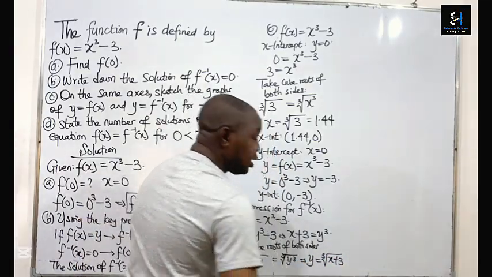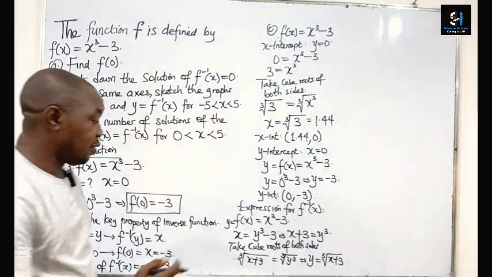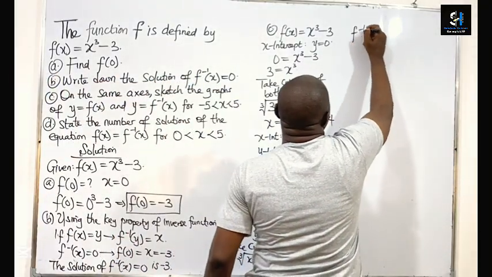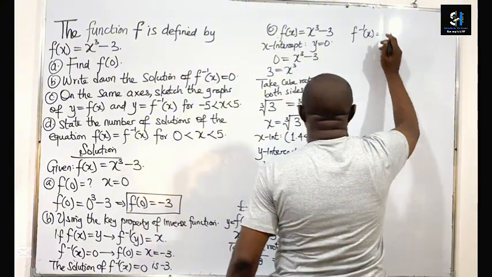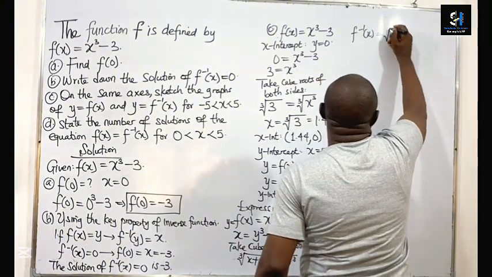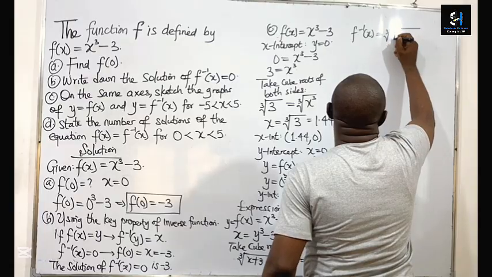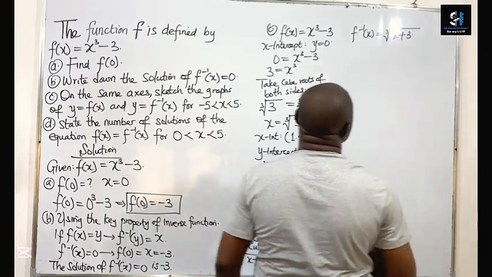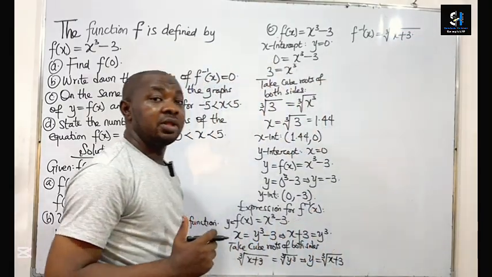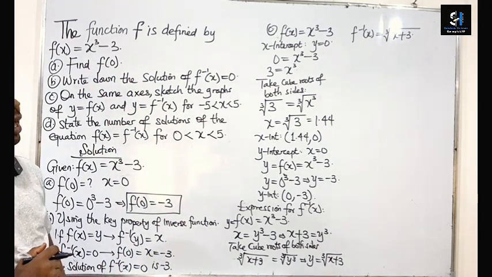Where y is what? The inverse function of x. So the inverse function of x equals the cube root of x plus 3. That's the expression for the inverse function of x.